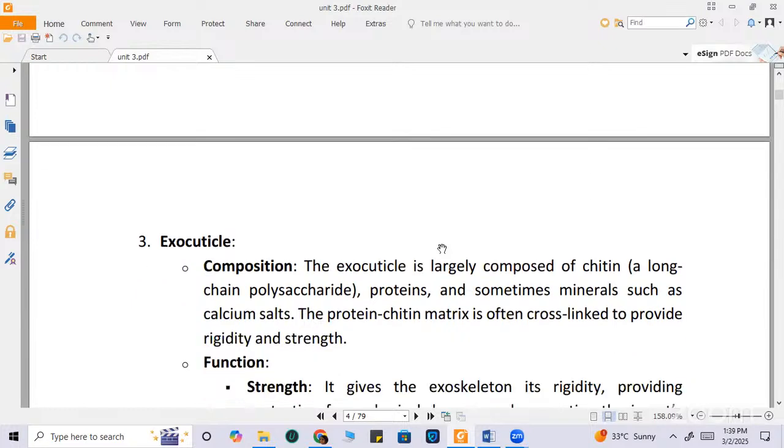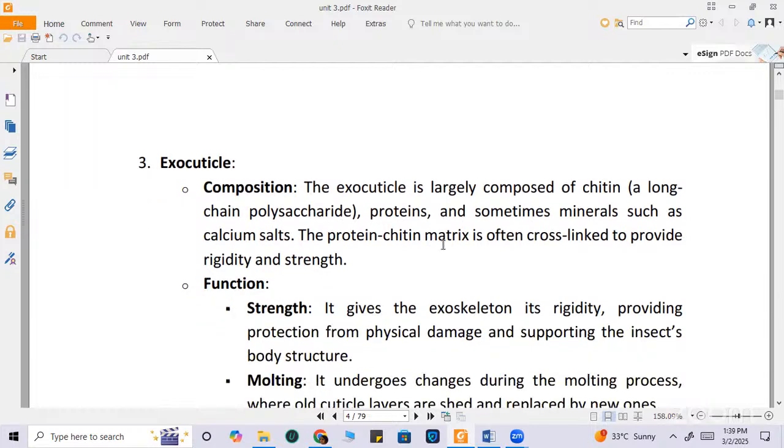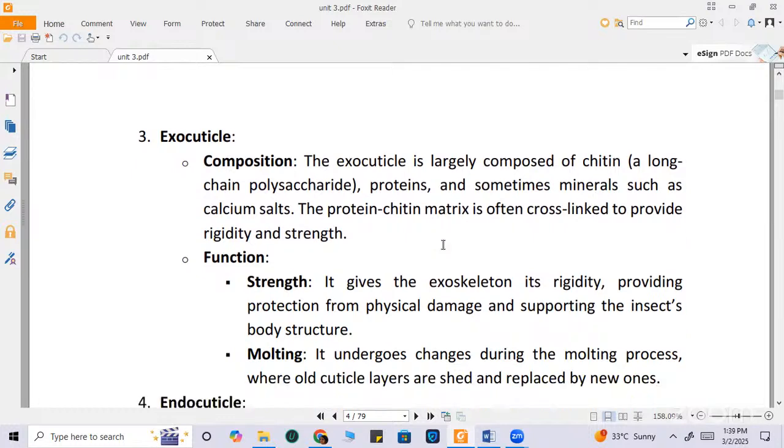The exocuticle is largely composed of chitin, which is a long-chain polysaccharide, proteins, and sometimes minerals such as calcium salts. The protein-chitin matrix is often cross-linked to provide rigidity and strength. The function of the exocuticle is that it gives strength, and it is also used in molting. Molting is a process where the old exoskeleton is replaced with a new exoskeleton. This is the process that we often see in most of the arthropods.